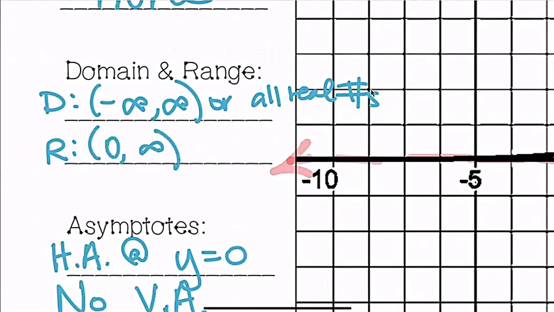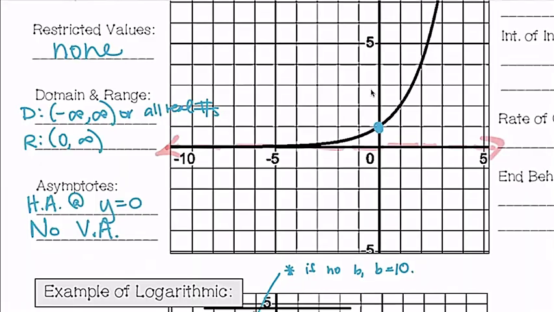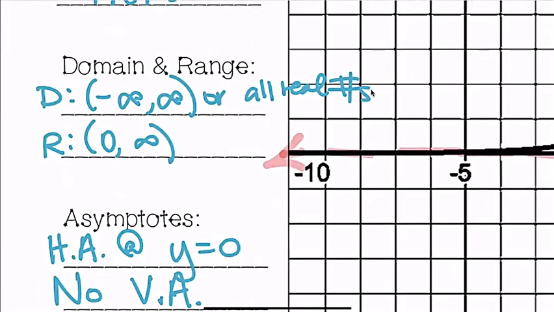Remember, I'm going to use parentheses anytime I have an infinity because you can't reach infinity. I'm also going to use a parenthesis around this 0 because the graph doesn't actually touch 0, it's just approaching 0. The other way to write this, you could also write it in inequality format. This is all the numbers that are bigger than 0, so you could also say y is greater than 0. That's another way to write this. Same range.